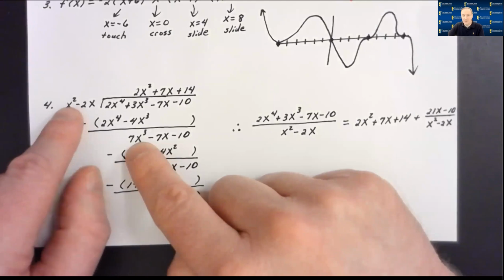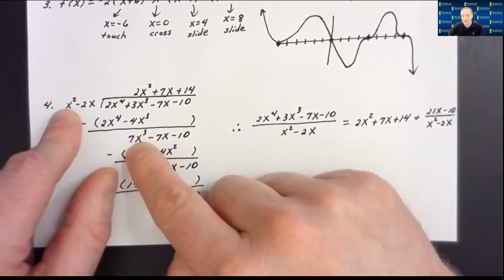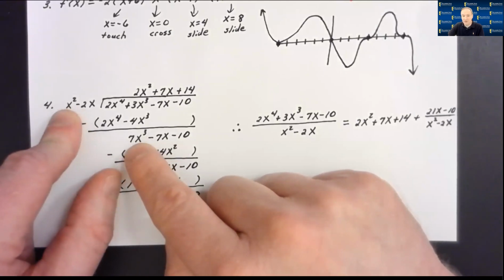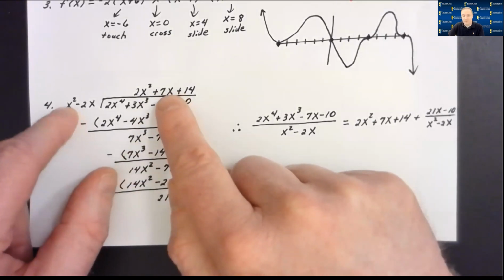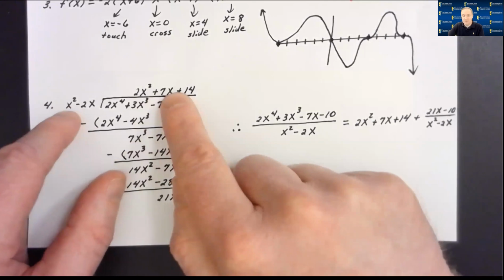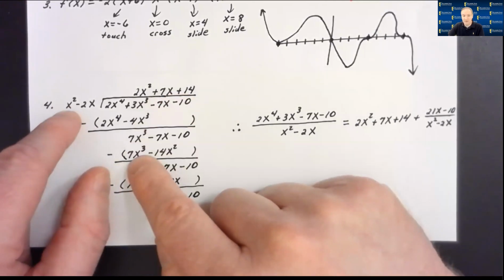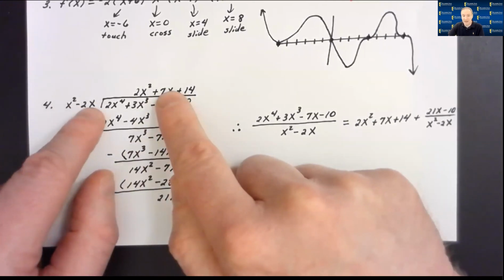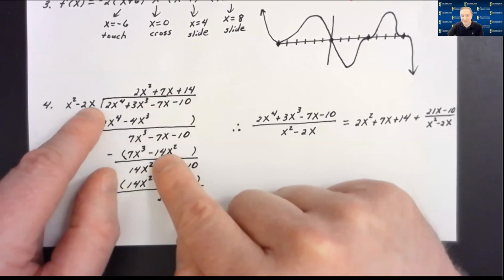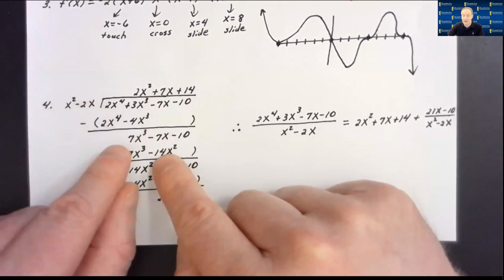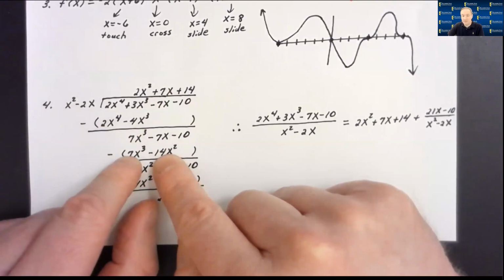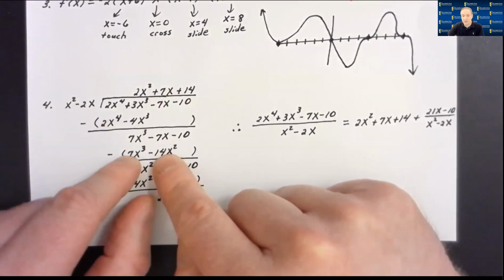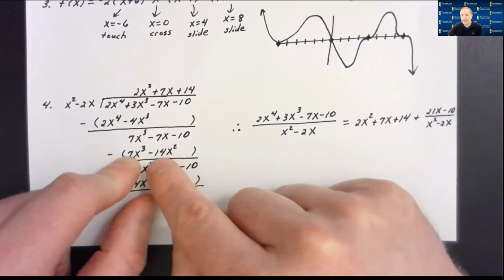So now I say, well, what do I need to multiply x squared by to get 7x to the third? I can say, well, 7x. So I put a plus 7x up here. That positive 7x times x squared is my 7x cubed. 7x times a negative 2x is minus 14x to the second. I subtract this out. Yet again, you can see the 7x cubes cancel, which is precisely what they were supposed to do. But I need to be careful.